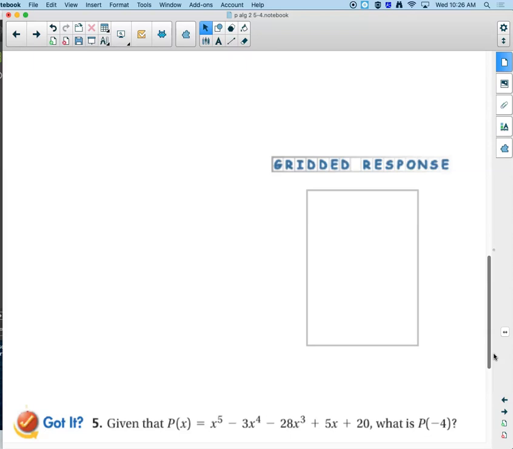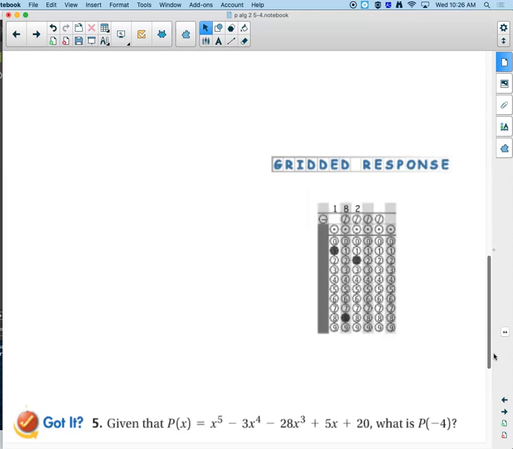So I want to show you this. I reminded you about this earlier this year. The gridded response thing that might show up on the MCAs. Remember, you can put your answer all the way to the left. You can put your answer all the way to the right. But if you put your answer in the middle, they count it wrong. So our 182 could go here, or it could go here, but it can't go anywhere else. Otherwise, it gets counted wrong even though you did the math right.